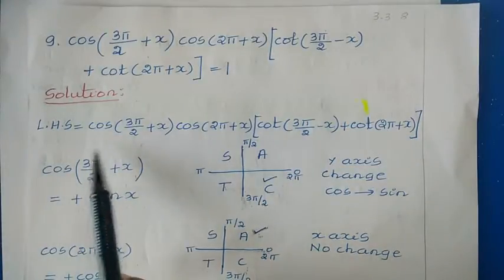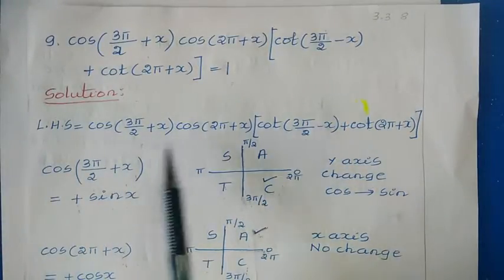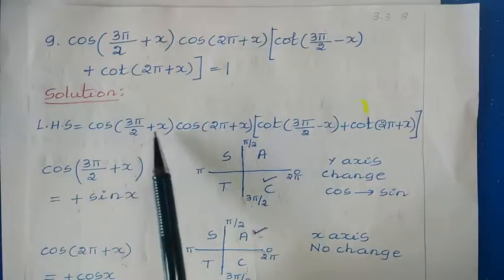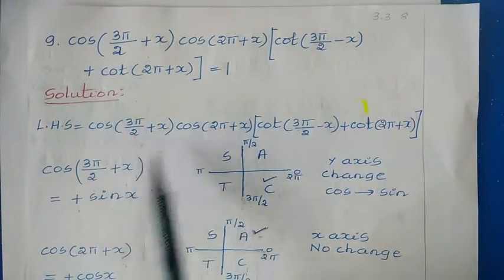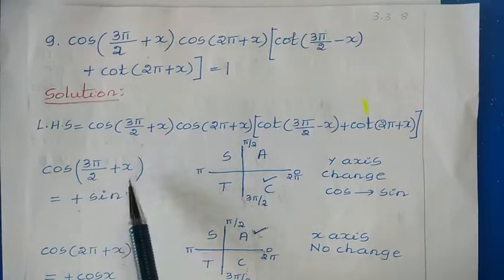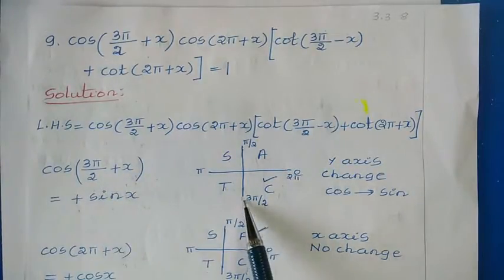So here, see, LHS is equal to, we have these values. First, let us find the values of each trigonometric ratio one by one. First, I will take cos(3 pi by 2 plus x). 3 pi by 2, that means it is on the third quadrant.